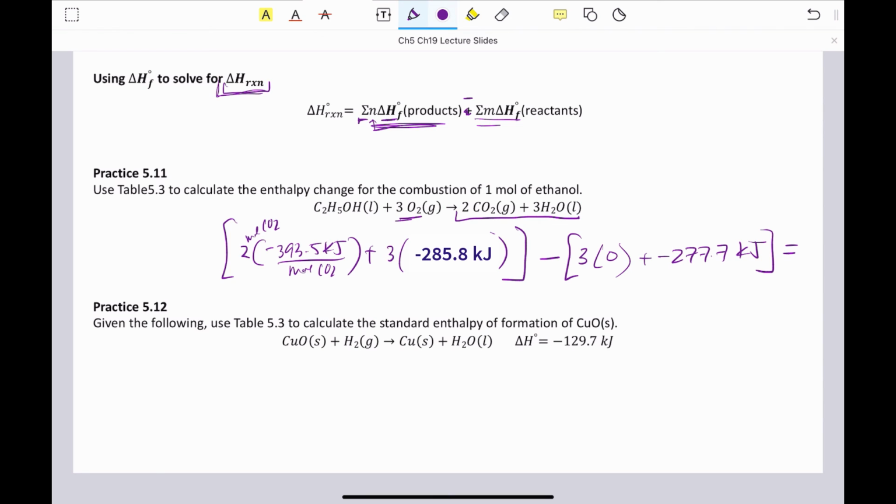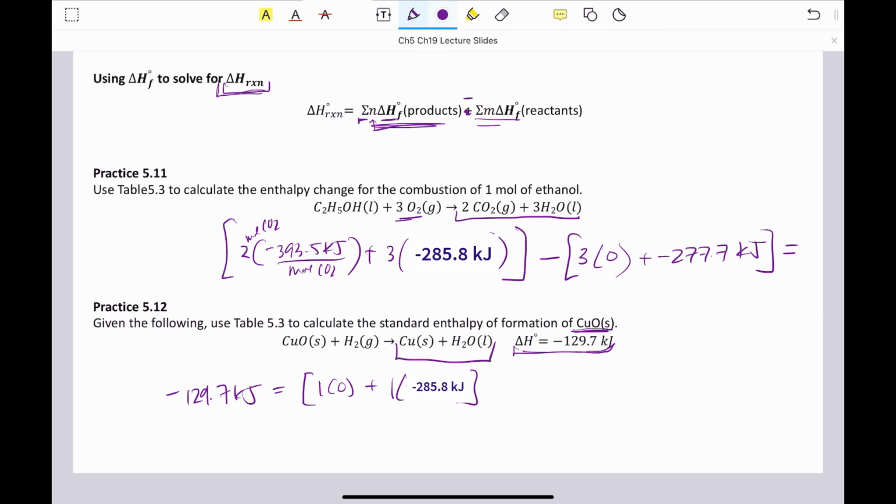Use table 5.3 to calculate the standard enthalpy of formation of CuO, right? So here it's a little bit different in that here, this is my heat of reaction. So this is our, what goes outside, and this is going to equal everything else, where we would still do products. Cu solid, that one's easy, because that's going to be 1 times 0, plus 1 times water liquid, which we already did. What is that?